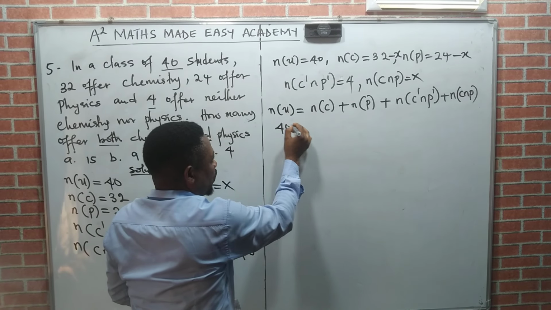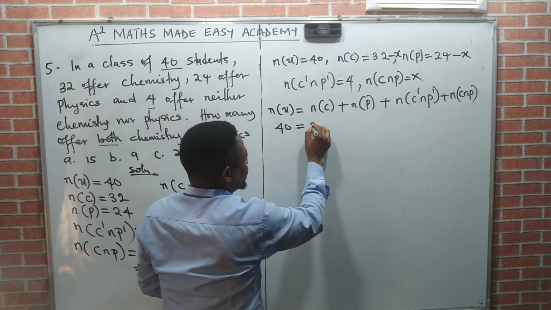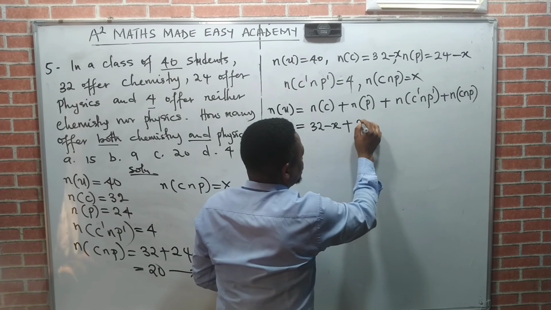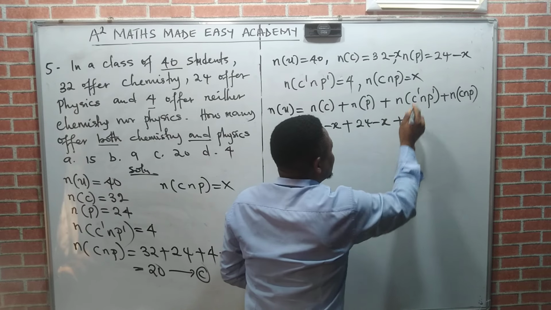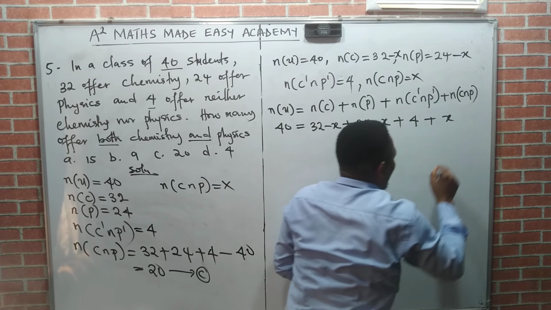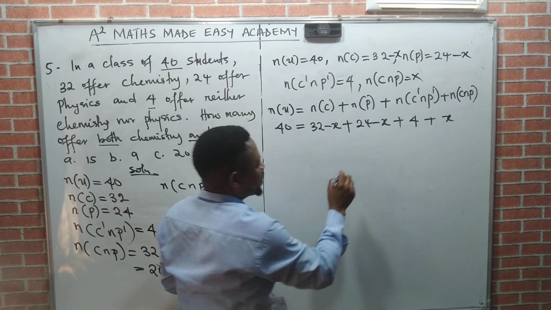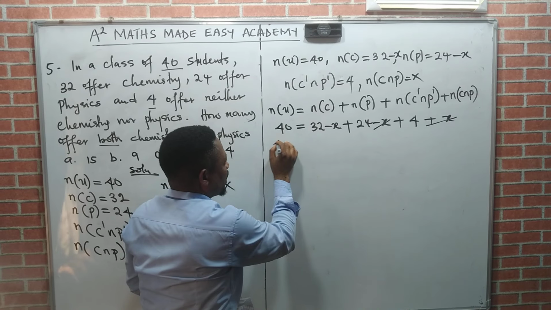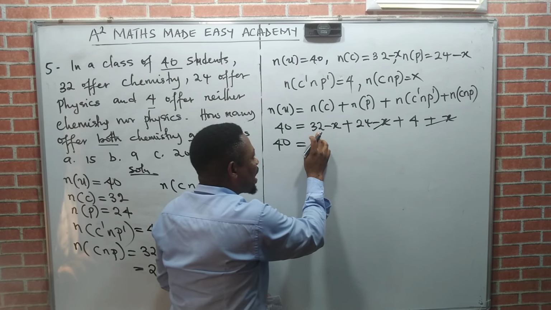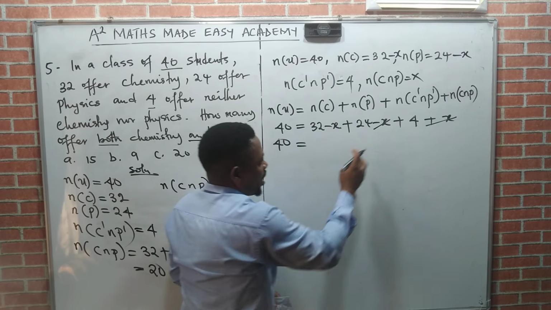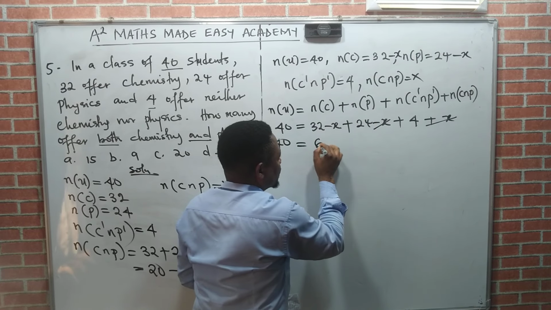Let's fix in the values. Universal set is 40. Chemistry only is 32 minus x. Then physics only is 24 minus x. Then the complement is 4. And we don't know the intersection, so we have plus x. Minus x and plus x, it has disappeared. Can we have 40, right? Then 32 plus 24 is 56, and 56 plus 4 will give us 60.